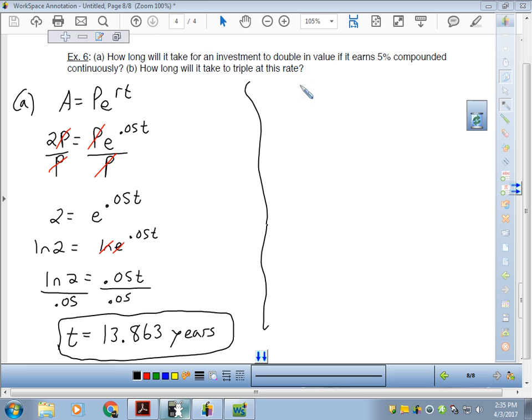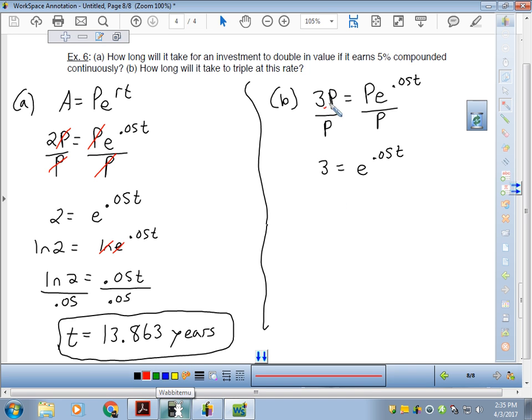All right, part B. This time we want to triple it. So instead of 2P, we're going to have 3P. So 3P equals Pe to the 0.05t. Divide both sides by P. 3 equals e to the 0.05t, because again, the P's will cancel out. That one will cancel there, that one will cancel there.